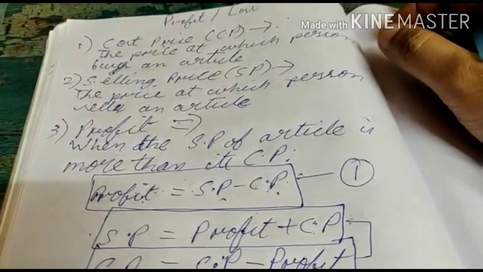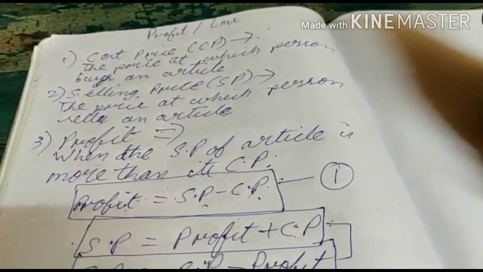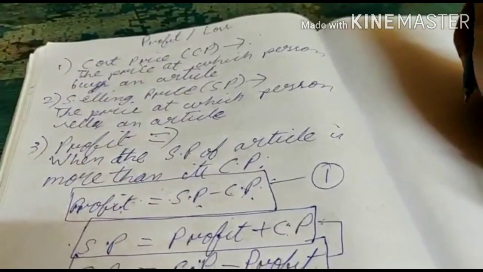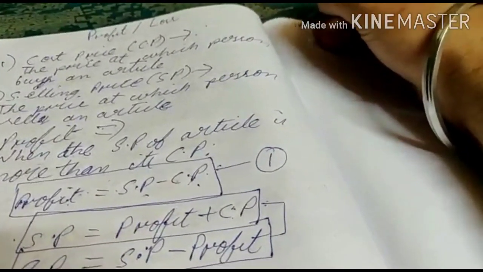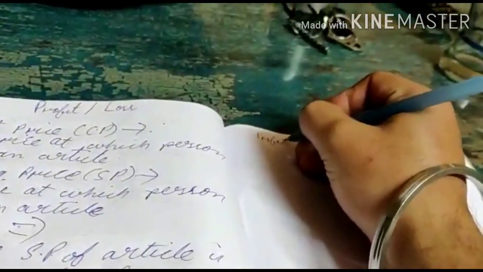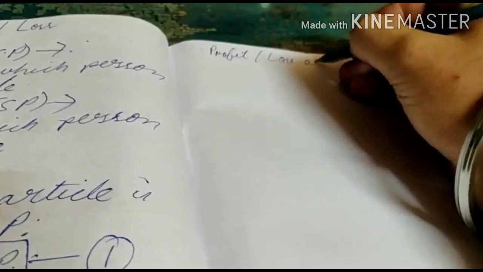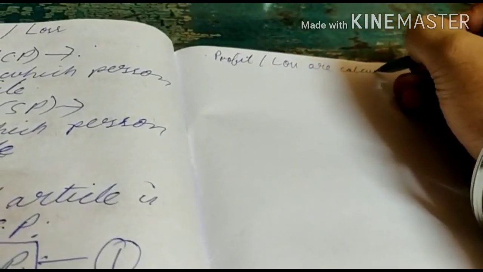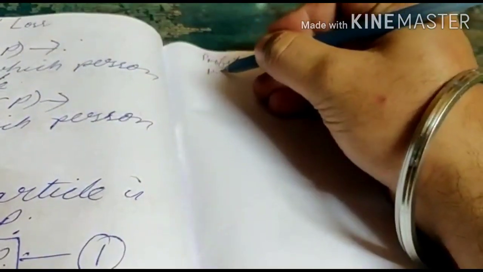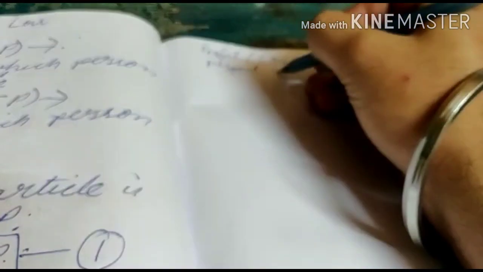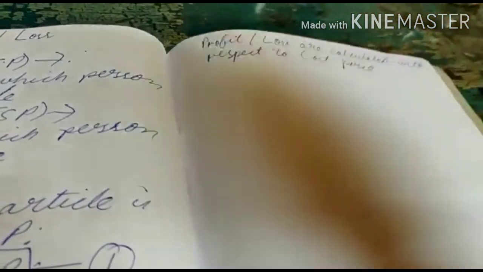In profit or loss, what is the basic thing that profit or loss depends on? Profit and loss depend on the cost price. That is the basic thing. Like, profit or loss are calculated with respect to cost price. Why cost price?